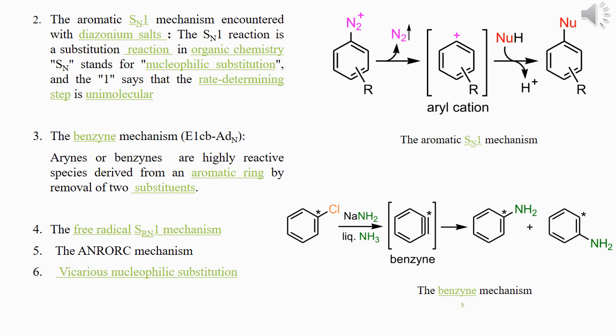So there are other mechanisms also. The free radical SRN1 mechanism, the ANRORC mechanism, the vicarious nucleophilic substitution. These are not very common mechanisms, but the very common ones, and that will be again and again repeated in the retrosynthesis, are the above three nucleophilic substitution mechanisms, which I have discussed briefly.